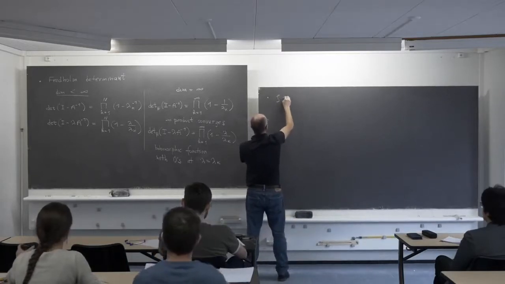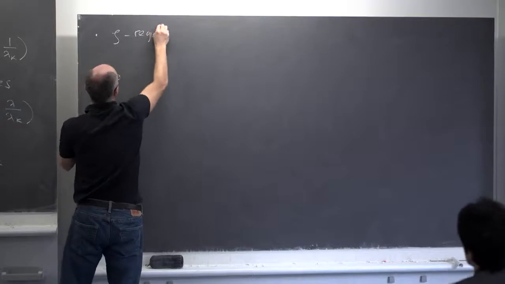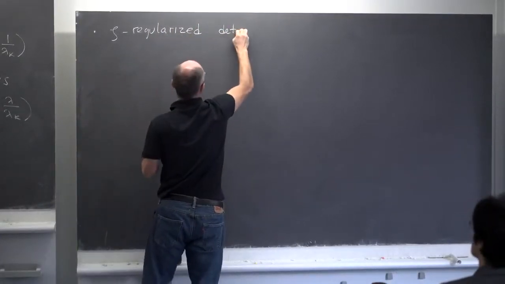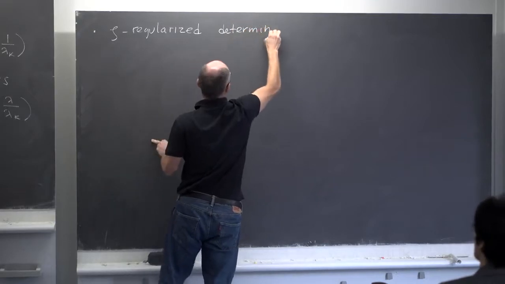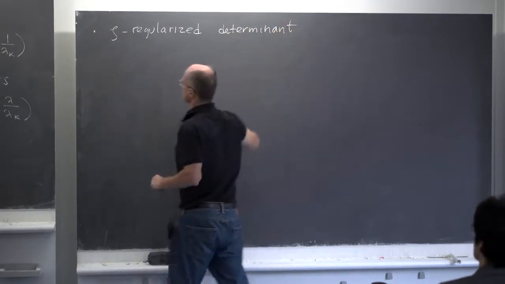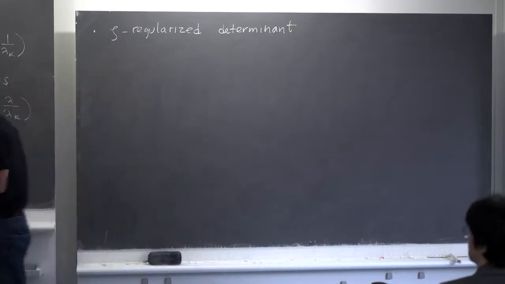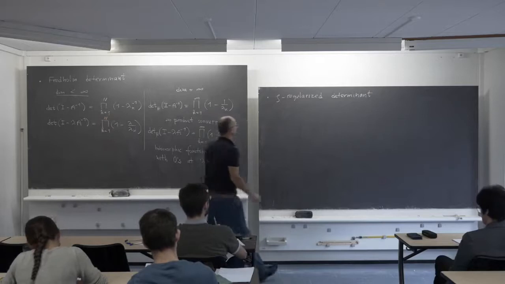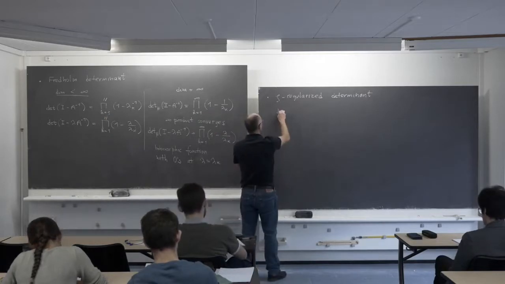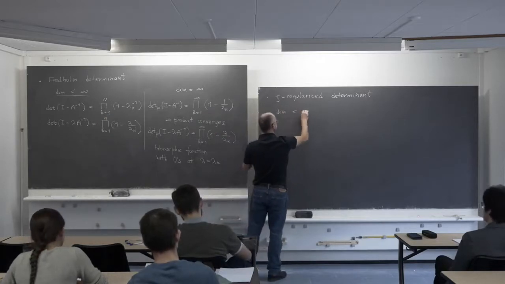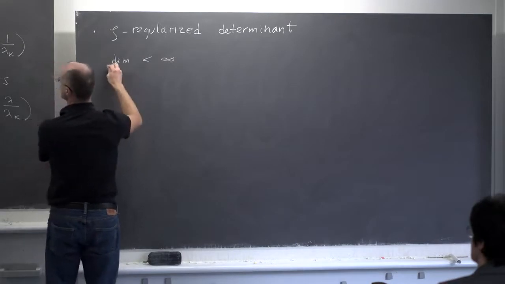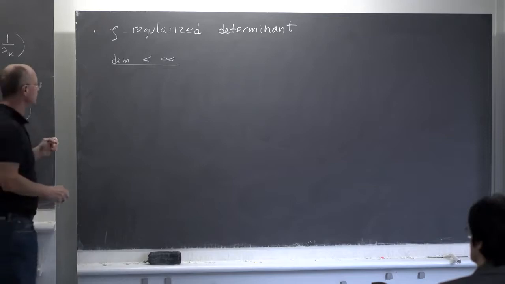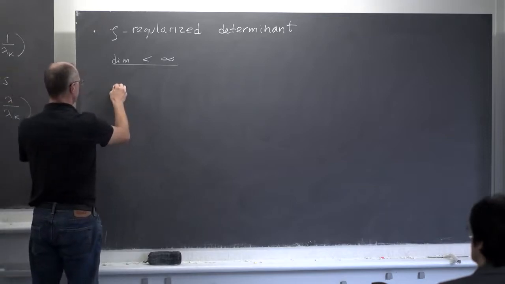Which is called a zeta regularized determinant. So the zeta regularized determinant. So maybe again, let's start with a finite dimensional situation. So here the idea is as follows.